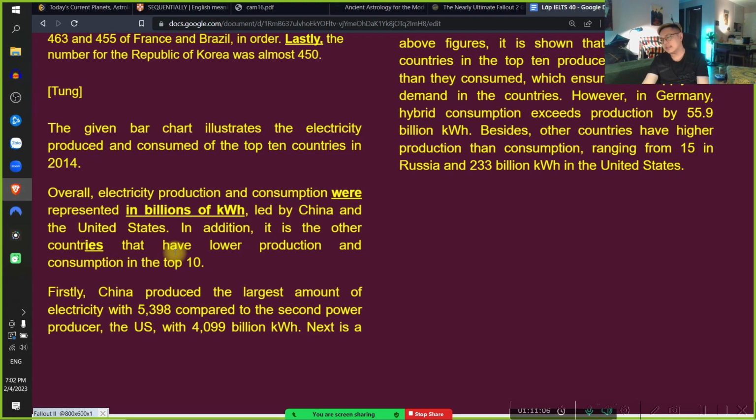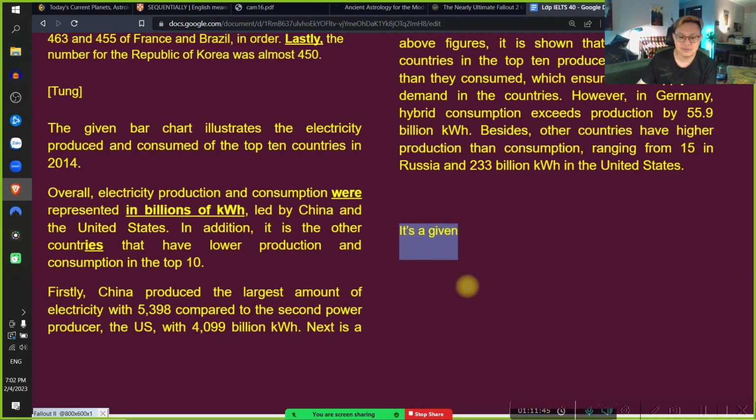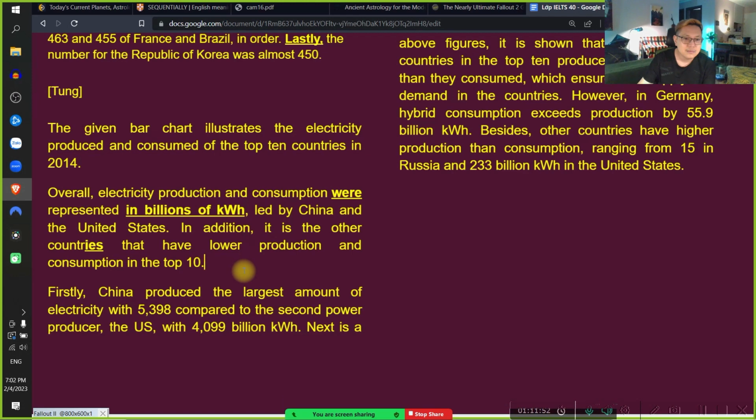Wait, if China and the United States lead, of course the rest will be lower. If you say it's led by China and the United States here, of course the other countries will be lower. Maybe you are saying things that are a given. It's a given, when something is too obvious. Okay, fine, I'll accept that.